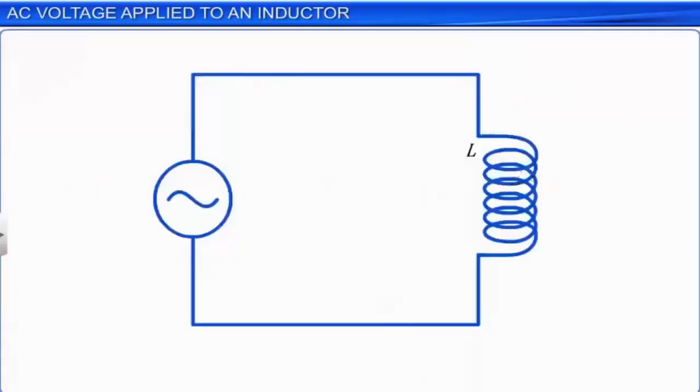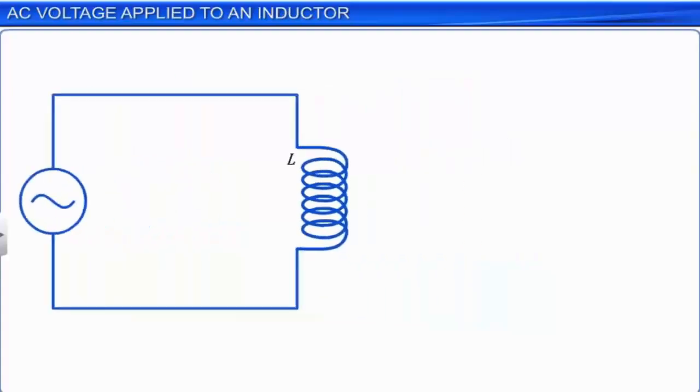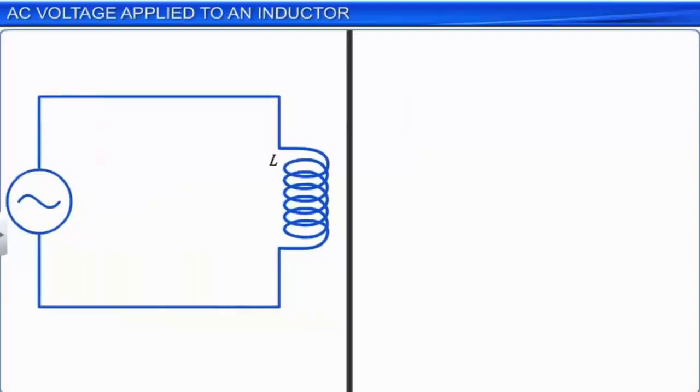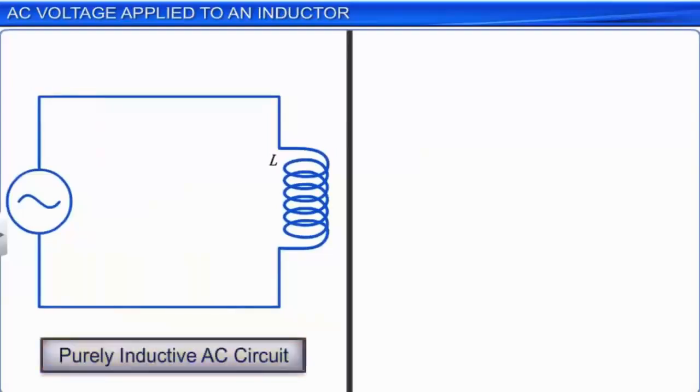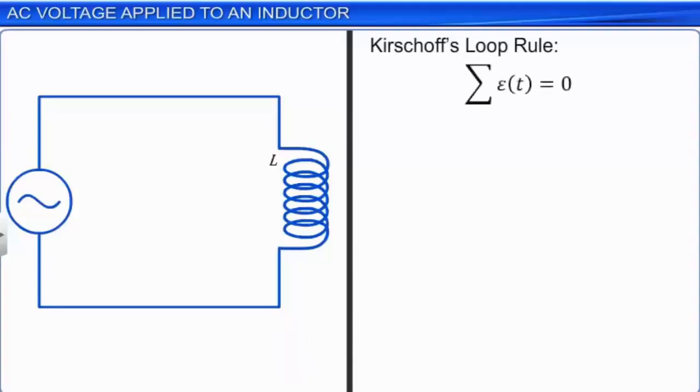Now, we shall see how an inductor behaves when an AC voltage is applied across it. Let's assume that the inductor coil has negligible or zero resistance. This assumption is mainly so that we can observe how an inductor ideally behaves. Now, assuming the circuit to be purely inductive, we shall make use of Kirchhoff's loop rule. According to this rule, the sum of potential differences across various components is zero.